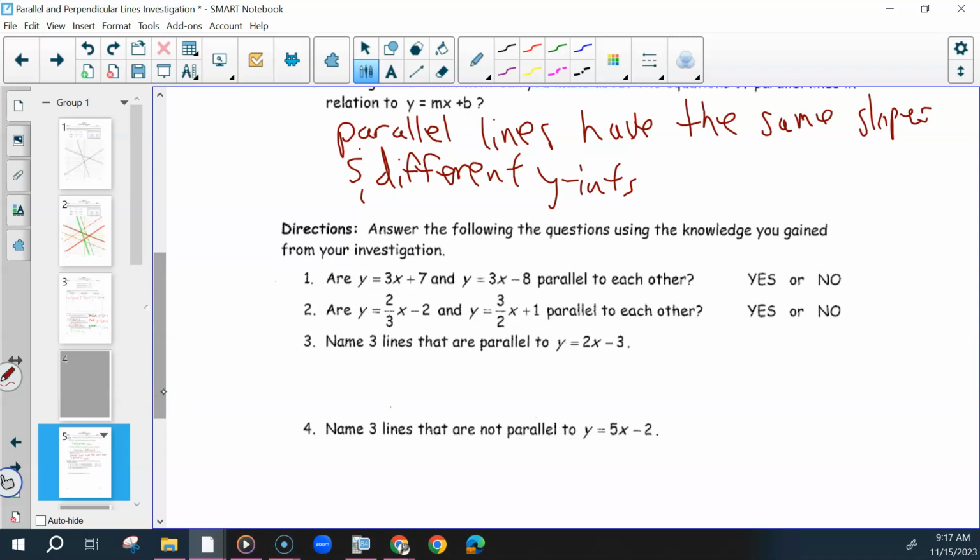So then it's asking, are these two equations parallel to each other? Yes. How do we know that? The slopes are the same, and there's a different y-intercept. Correct. So both things have to apply in order for it to be parallel. The slopes are the same, the y-intercepts are different, these are parallel. What about these two? No. How do we know they are not parallel? Because the slope is different. And that right there alone is enough to say these are not parallel.